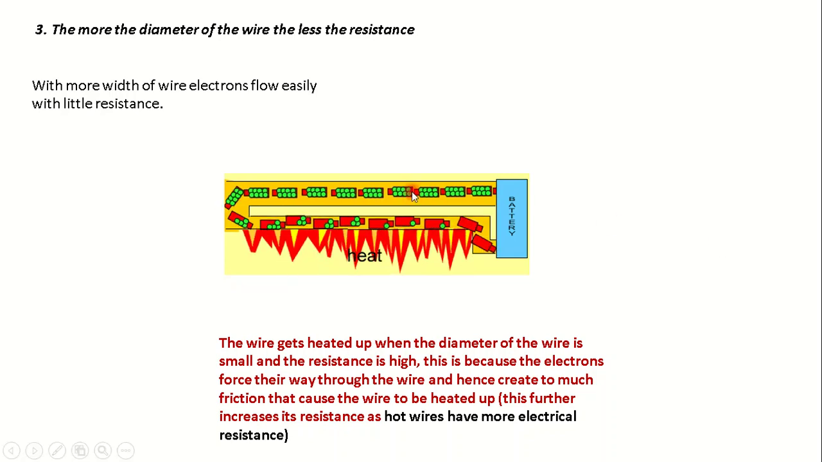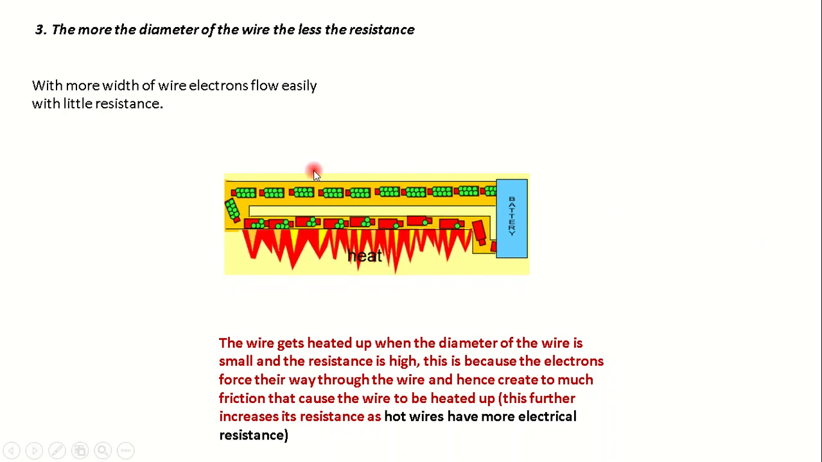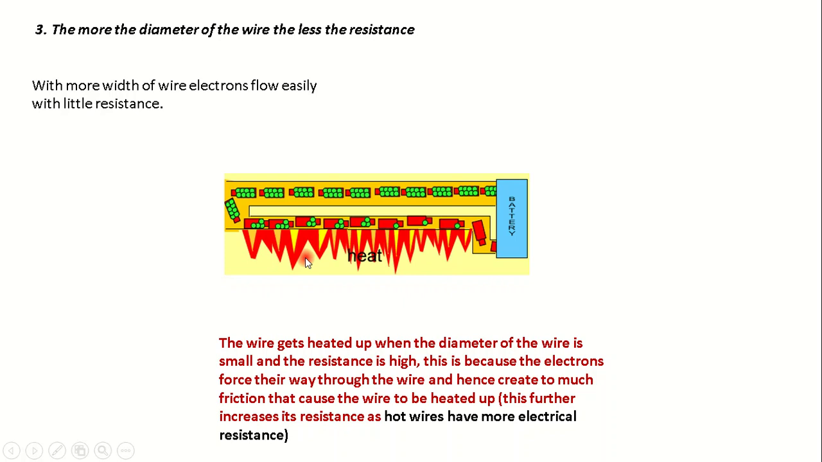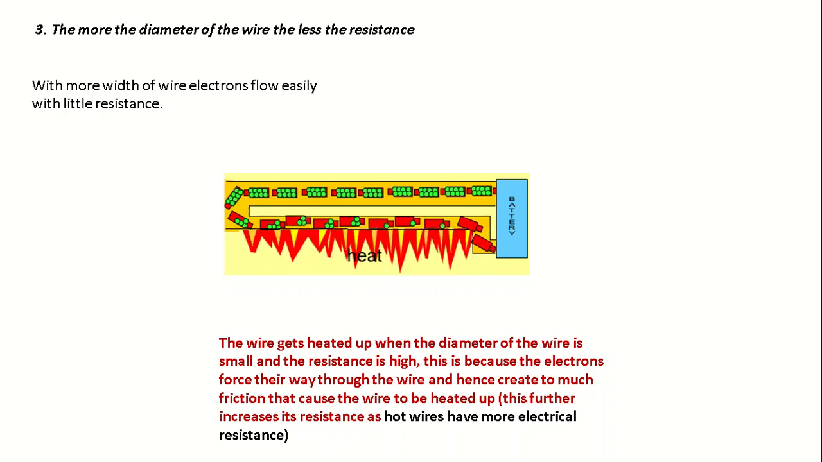Number 3, the more the diameter of the wire, the less the electrical resistance. This is shown here. With more diameter, the electrons flow smoothly. The wire gets heated up when the diameter of the wire is small and the resistance is high. This is because electrons force their way through the wire and hence create too much friction that causes the wire to be heated up, like what we have here.